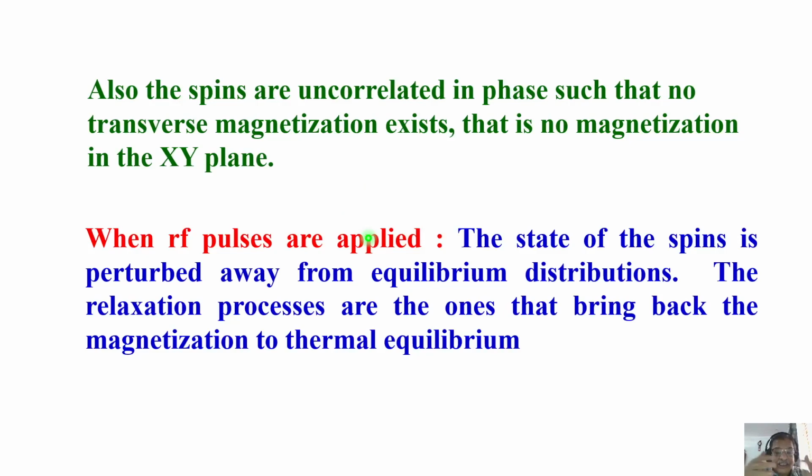Because the system has to attain thermal equilibrium, the magnetization has to go back to thermal equilibrium. There are certain processes which are responsible for that. Also, it takes some time to attain thermal equilibrium. You perturb the spin system from equilibrium. Then after some time, if you leave it like that, it has to go back to equilibrium. What is the time it requires to go to thermal equilibrium?